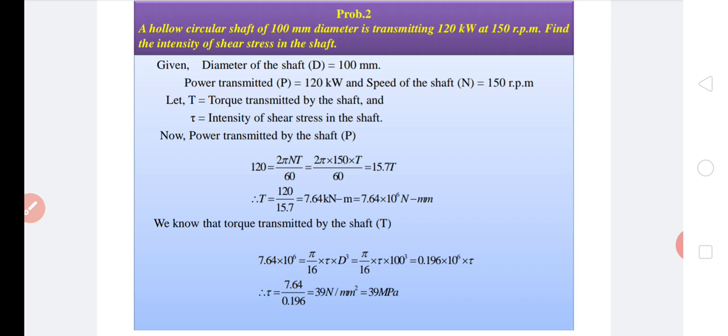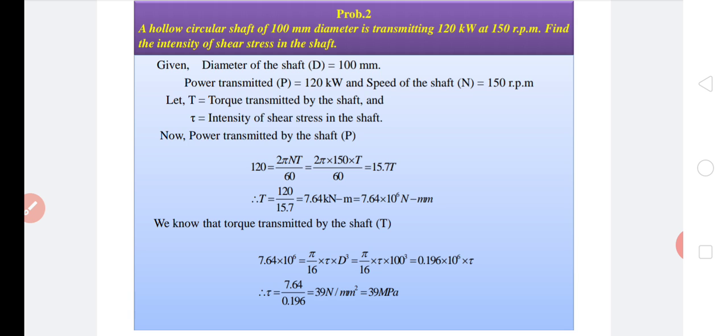Let T equal the torque transmitted by the shaft and tau equal the intensity of shear stress of the shaft. We already discussed this in the theory portion. So power transmitted by the shaft P equals, we know that common formula, 2 pi NT by 60, that equals 120. From here we can find that T equals 7.64 into 10 to the power 6 Newton millimeter.